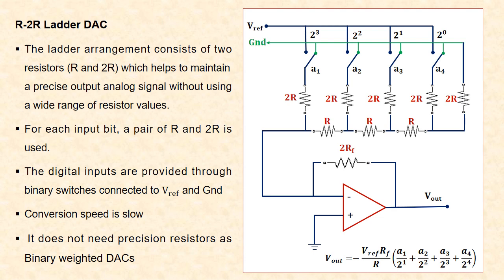The conversion speed of the R to 2R ladder DAC is slow compared to the weighted resistor DAC. Here, the main advantage is that it does not require precise values of resistors as in the case of binary weighted DACs. And also we require only two resistors, R and 2R.